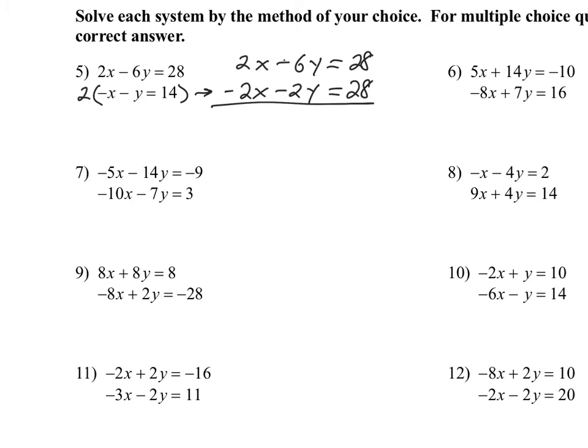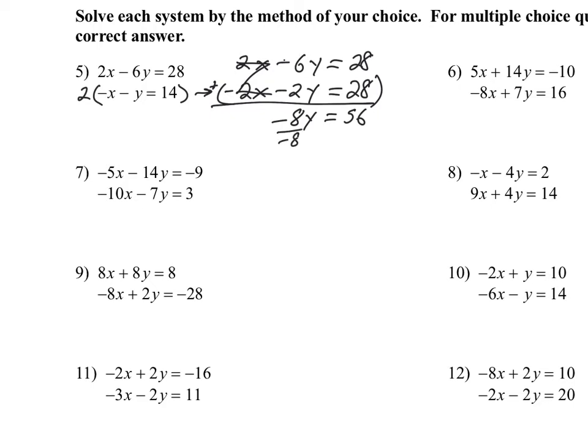So now all I do is add straight down. 2 plus -2 is 0. Those zero out. That was my goal. I've got to get rid of one of the two variables. Then I have -6 plus a -2. Remember, we're adding this whole thing. I should write that out in front. We're adding the second equation to the first. Well, if we add two negative numbers together, we get more negative. And then we have 28 plus 28, which is 56.